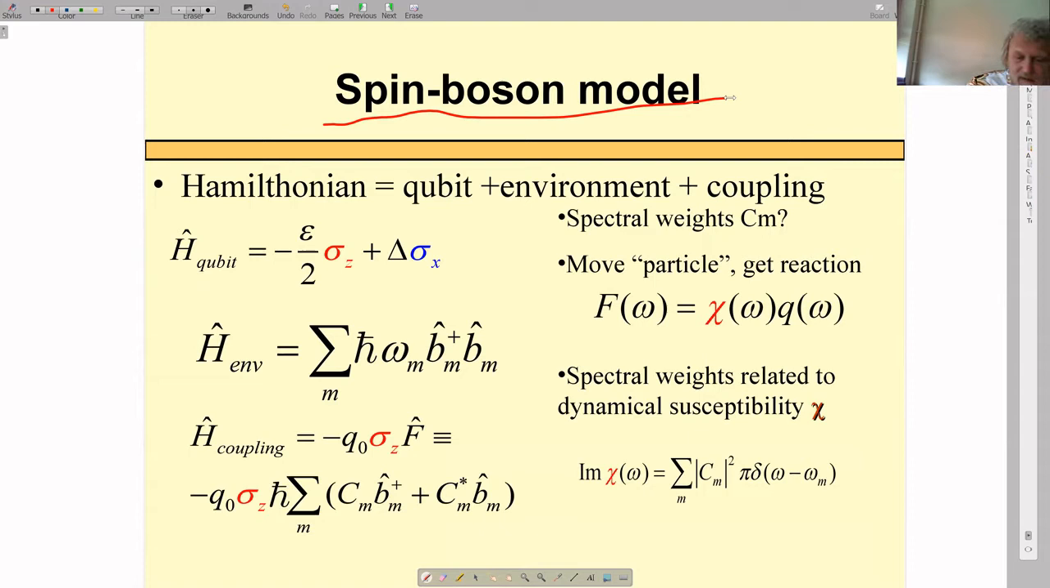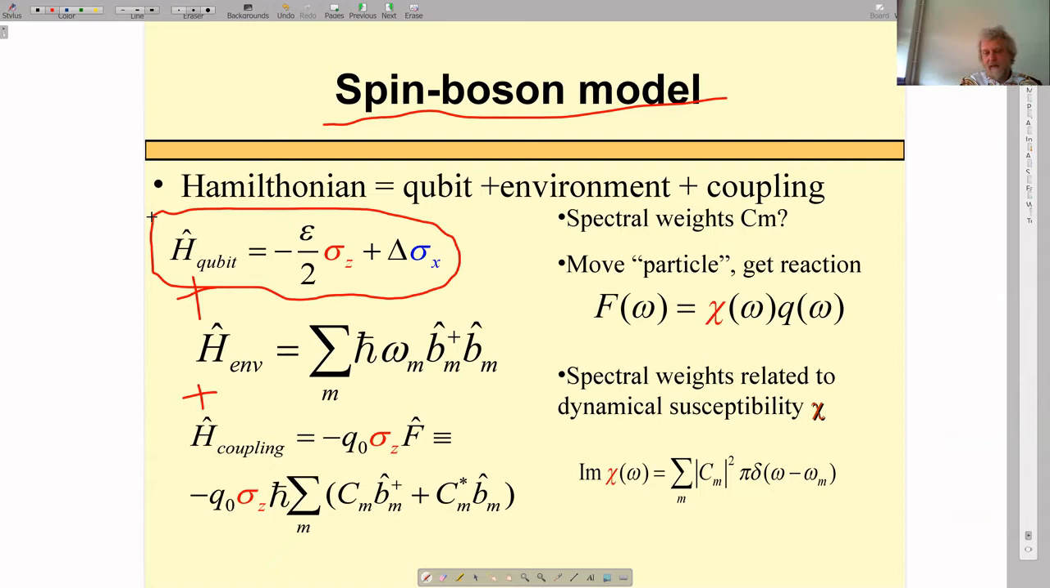The Hamiltonian is a sum of three parts. I should be able to count to three. The first part is a Hamiltonian of a qubit. So we have two states, and the Hamiltonian is a two by two matrix in the space of these two states.